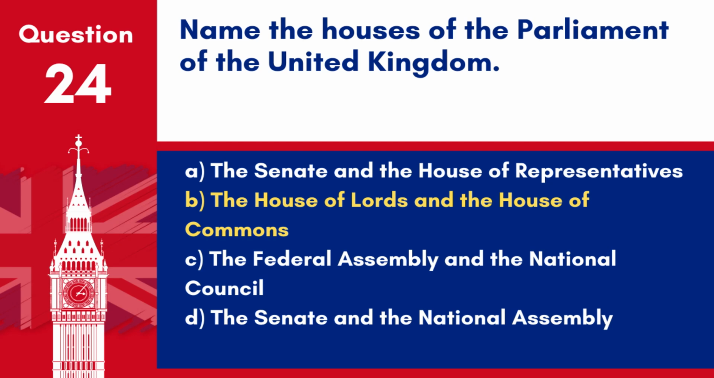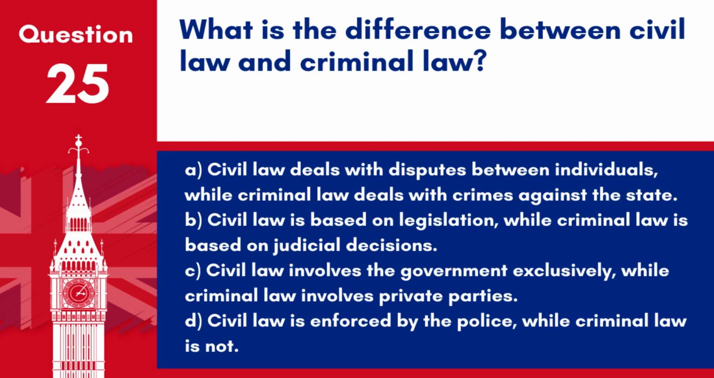The Parliament of the United Kingdom consists of two houses, the House of Lords and the House of Commons. Question 25. What is the difference between civil law and criminal law? A. Civil law deals with disputes between individuals, while criminal law deals with crimes against the state. B. Civil law is based on legislation, while criminal law is based on judicial decisions. C. Civil law involves the government exclusively, while criminal law involves private parties. D. Civil law is enforced by the police, while criminal law is not.